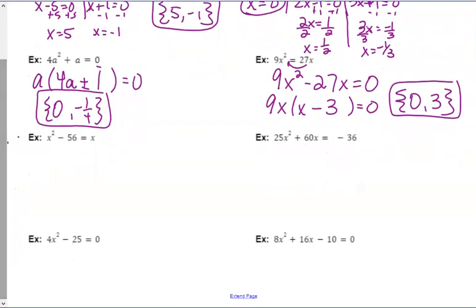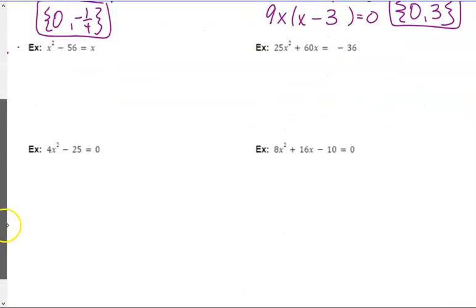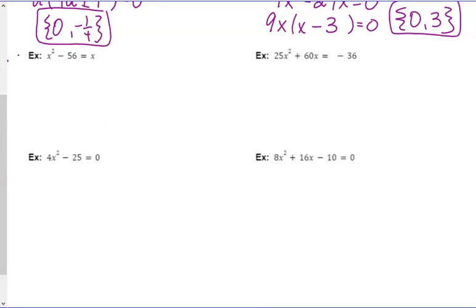Next one. We are not equal to 0 yet, but this time, again, make sure that when you subtract that term over, remember, I didn't really mention it yet, but we want to have descending powers of x. So you want to start with your highest power and go all the way down to the number. So here, you don't want to put the x back here behind the 56. That's not going to help you out. You want to put the x right in here between those. So when I subtract that x, it's going to be x squared minus x minus 56 equals 0.